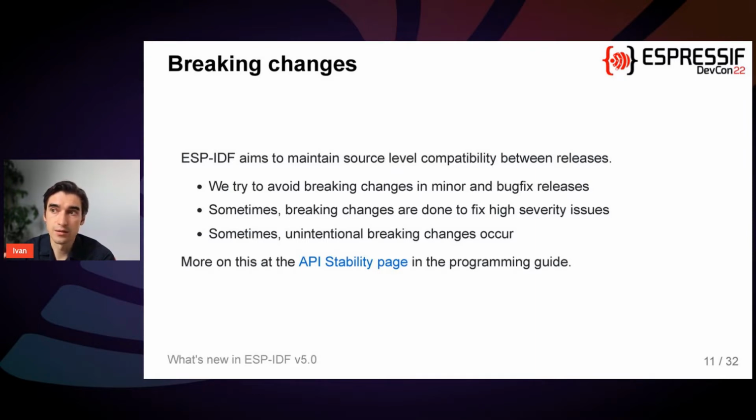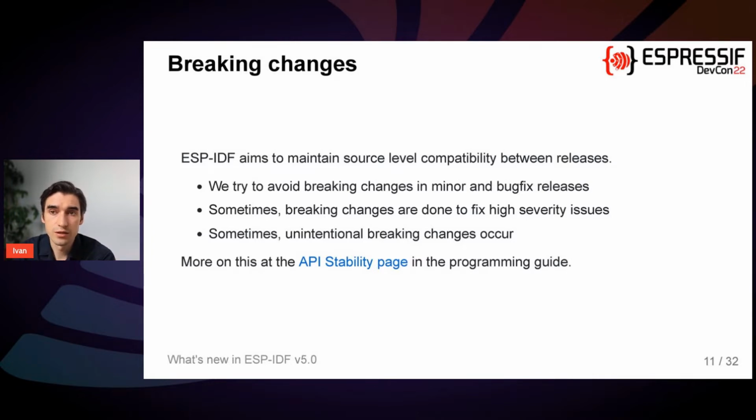So let's say a certain cipher or a certain cryptographic protocol that is now considered insecure might be disabled by default in one of the new bug fix or minor releases. And technically that would be a breaking change, but this is a breaking change that is aimed at improving security, and this is why we still make it. The other category of breaking change is unintentional breaking changes.